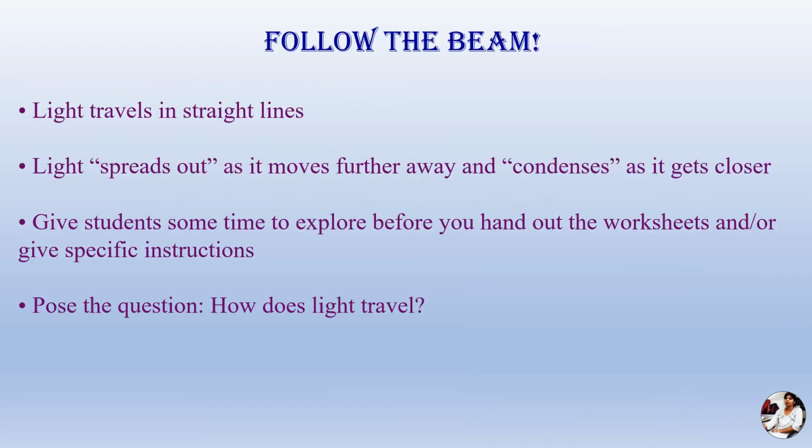Now follow the beam. As we often read in the textbook, light travels in a straight line. Do we ever observe this? Yes, we observe it often. For example, suppose a beam of light enters a dark room through a tiny hole in the window. What do you observe? We observe that the rays or the beam of light travel in a straight line. But what will happen if any object comes in between?